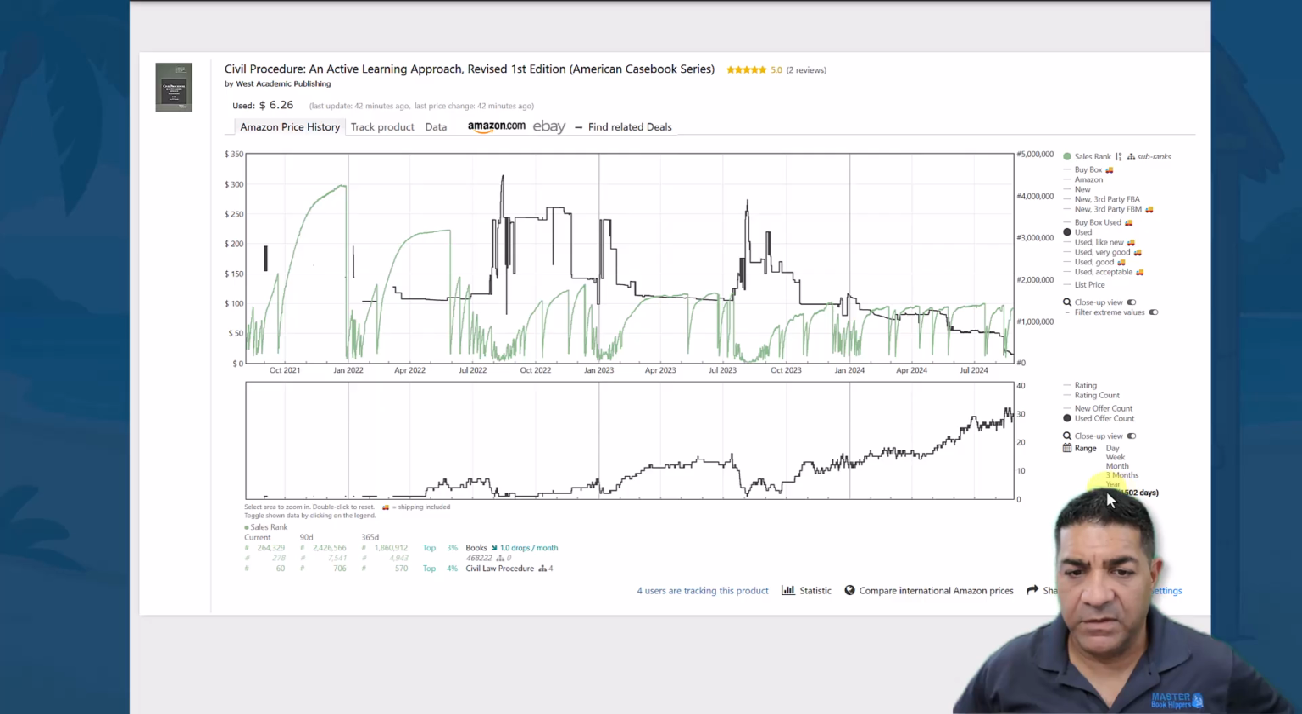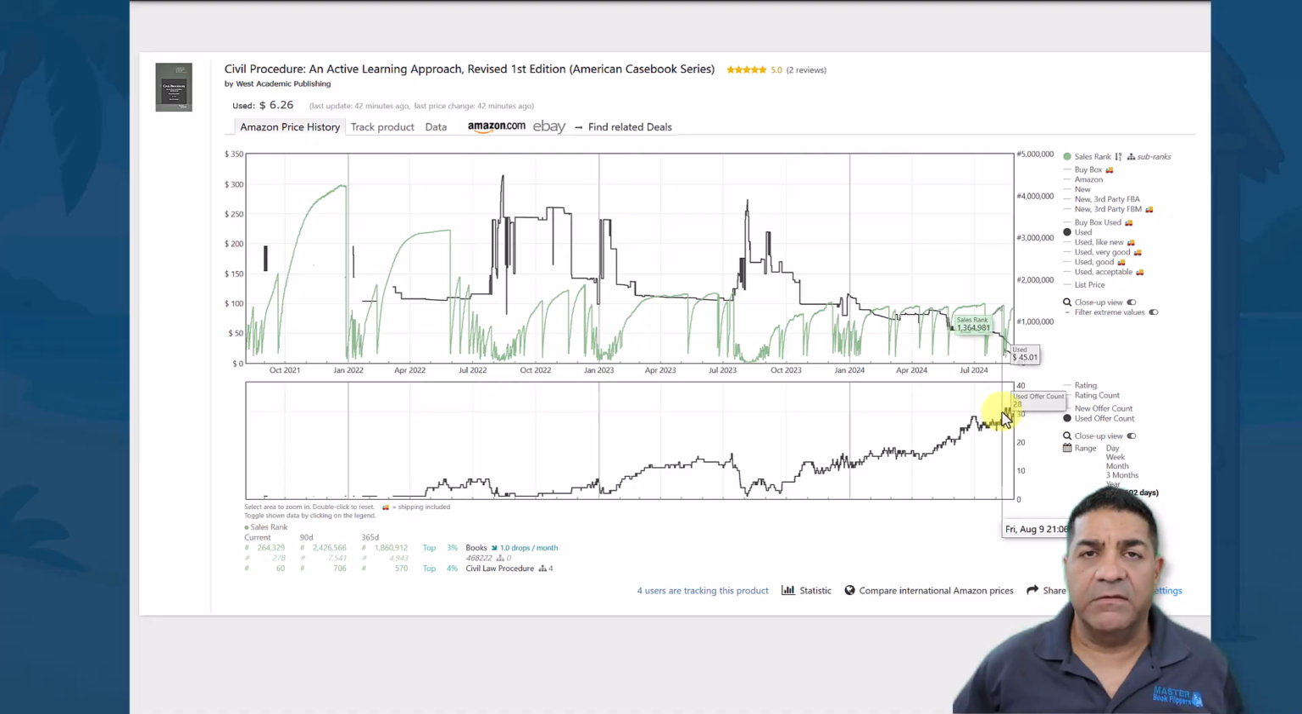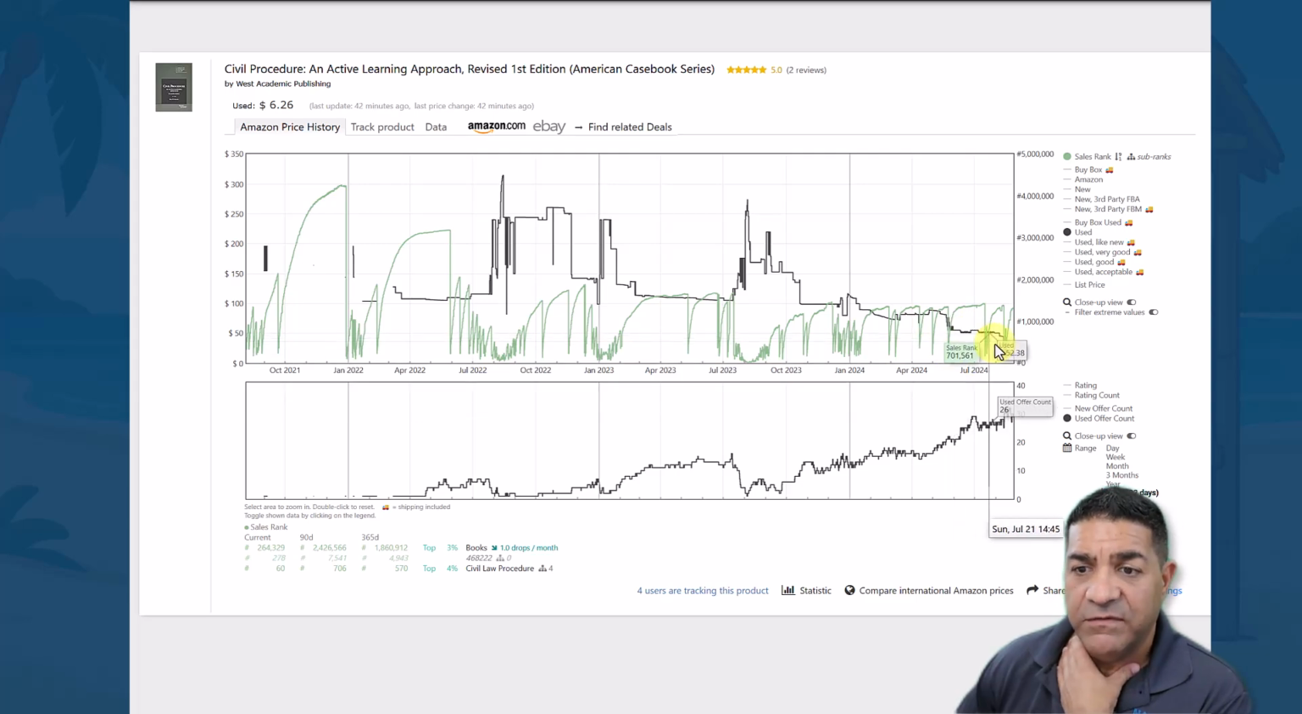So first of all, the supply of used books has never been higher, okay? So it's not always a bad thing that the supply is going up, but if it's trending up and that's the highest it's ever been, and the demand is going down as it was here, this is one you'd really have to take a long, hard look at before you decide to buy it, okay?